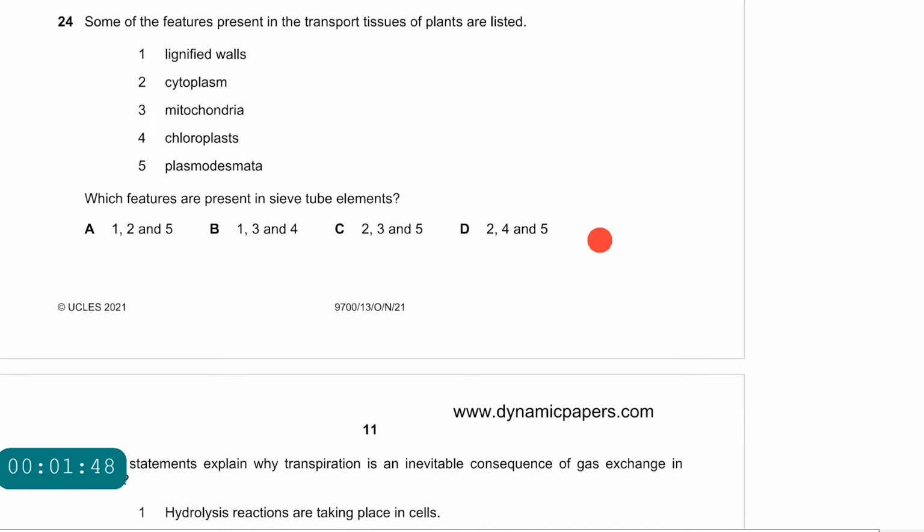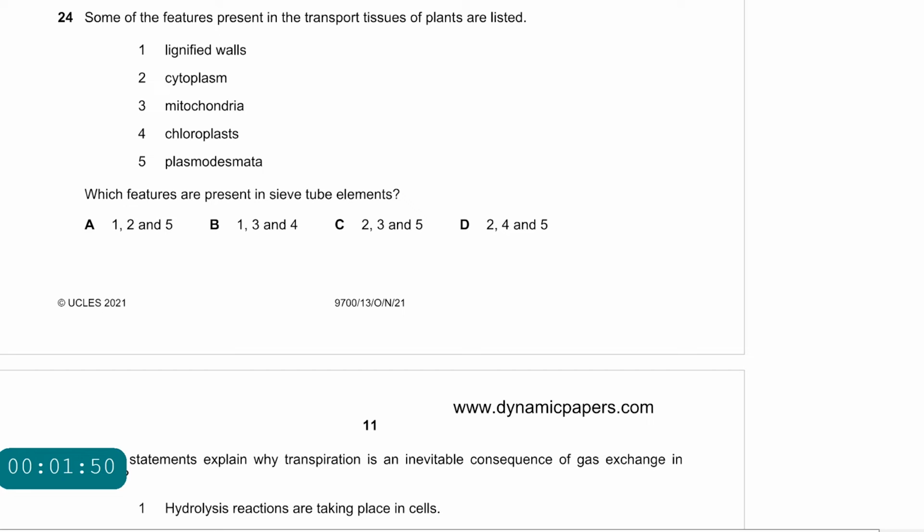Question number 24. Some of the features present in the transport tissues of plants are listed. Which features are present in sieve tube elements? The first point is lignified walls. Because sieve tube elements are living cells, they are unlignified. What's lignified is xylem vessel elements. So this is incorrect. 2, cytoplasm. Yes, they do have cytoplasm, however, a peripheral cytoplasm only at the edges of the cell. So it's not full of cytoplasm, but this is correct.